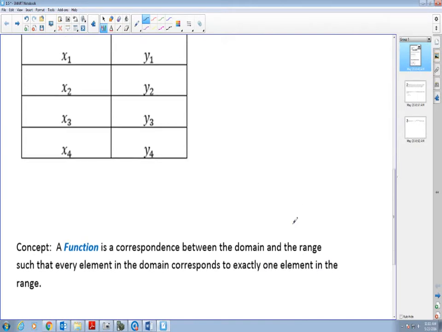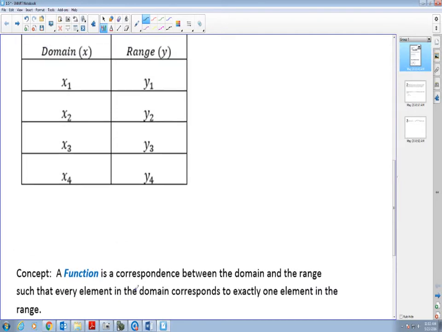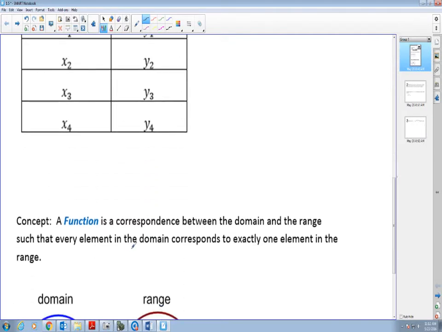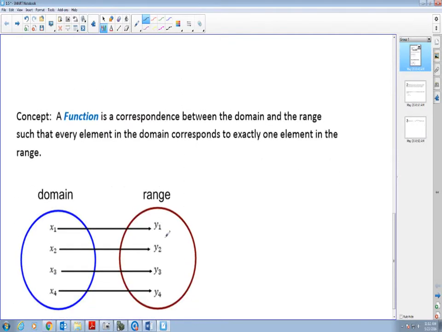A function is nothing but a correspondence between the domain and the range, such that every element in the domain corresponds to exactly one element in the range. Every element in the domain corresponds to exactly one element in the range. That's called a function. One x corresponds to one y.